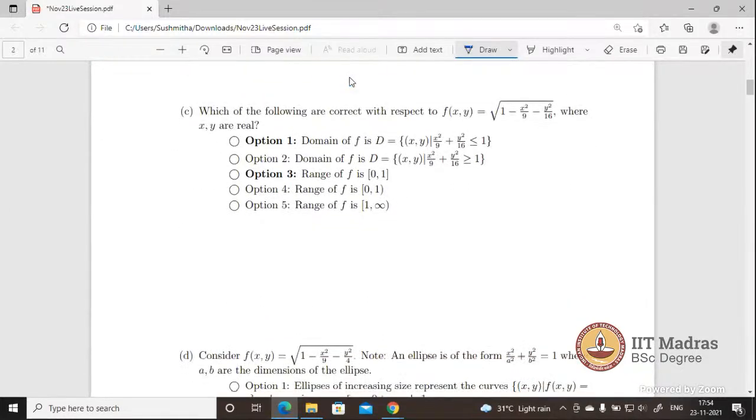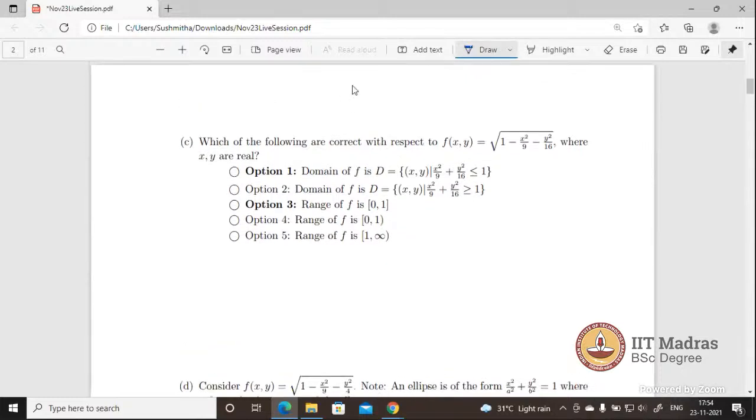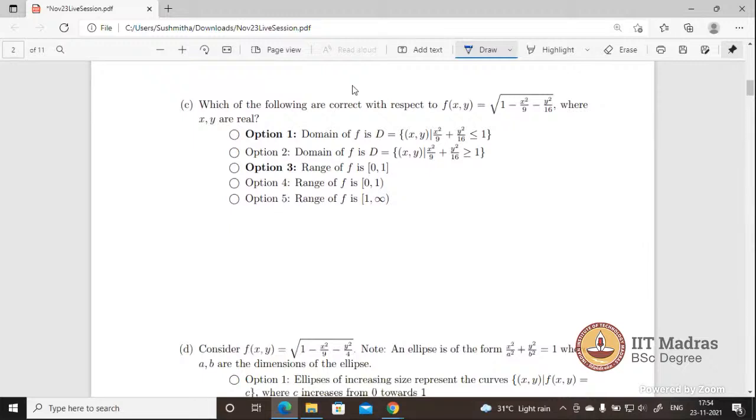First tell me, what is the domain of a function? The values where the function is defined. Yes, so where the function is well defined. With that concept, let's solve this problem. Which of the following are correct with respect to this function? Is this a scalar valued function or a vector valued function? Scalar valued, because the output is a real number. Is it multivariable or single variable? Multivariable, because it depends on two variables, x and y. Scalar valued multivariable function.